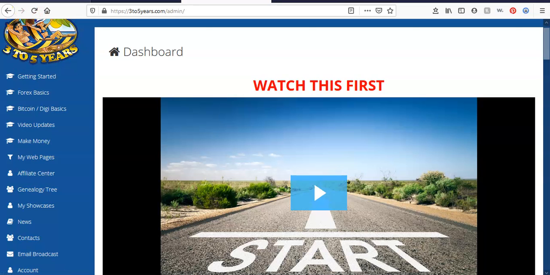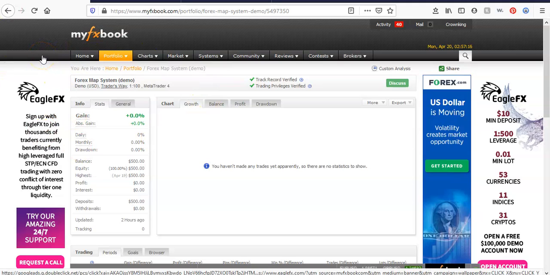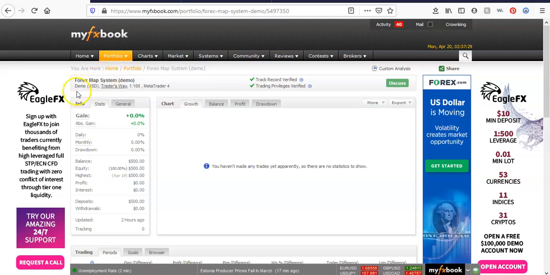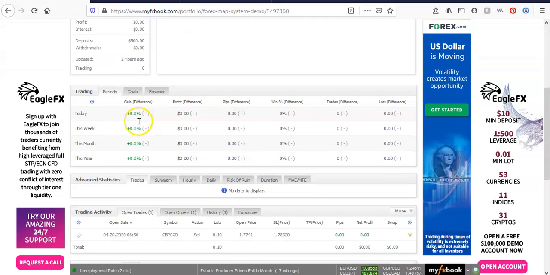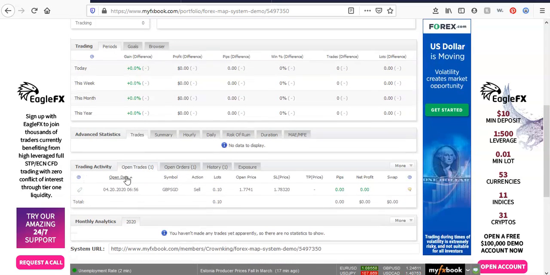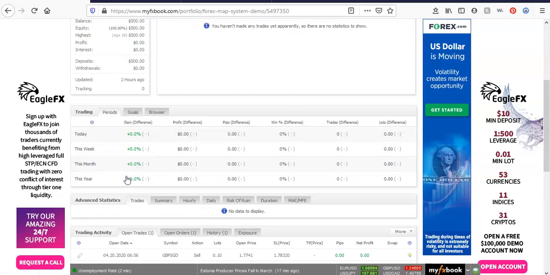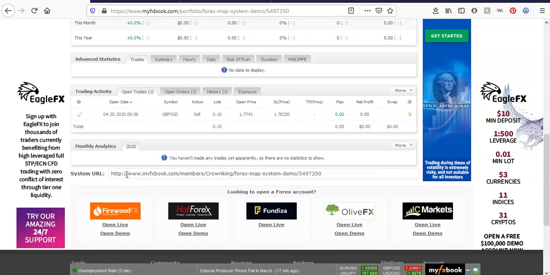Another thing with these new videos, I'm trying out a new system that I created called the Forex Map System. This is going to be the MyFxBook demo account where you can see all the trades that I'm going to take using this system, just comparing with the videos.